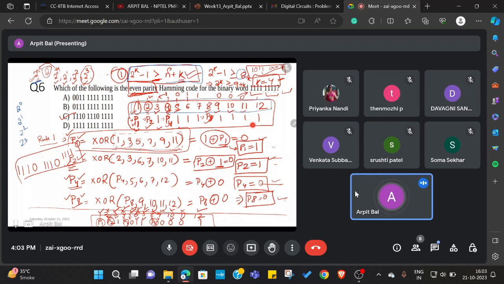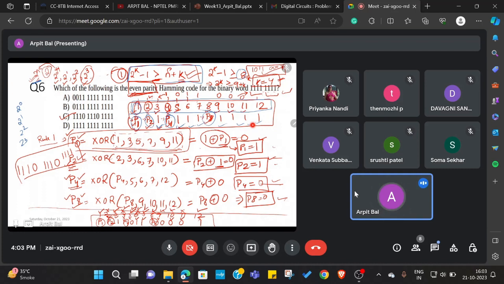So you write a position vector mentioning 1, 2, 3, 4, 5, 6, 7, 8, 9, 10, 11, 12, and you first fill the positions where the parity bits will be present. Here the parity bits will be in positions 1, 2, 4 and 8, so I filled them first. Then you add the data bits. After adding that, your role is to figure out what P1, P2, P4, P8 are and replace them here.